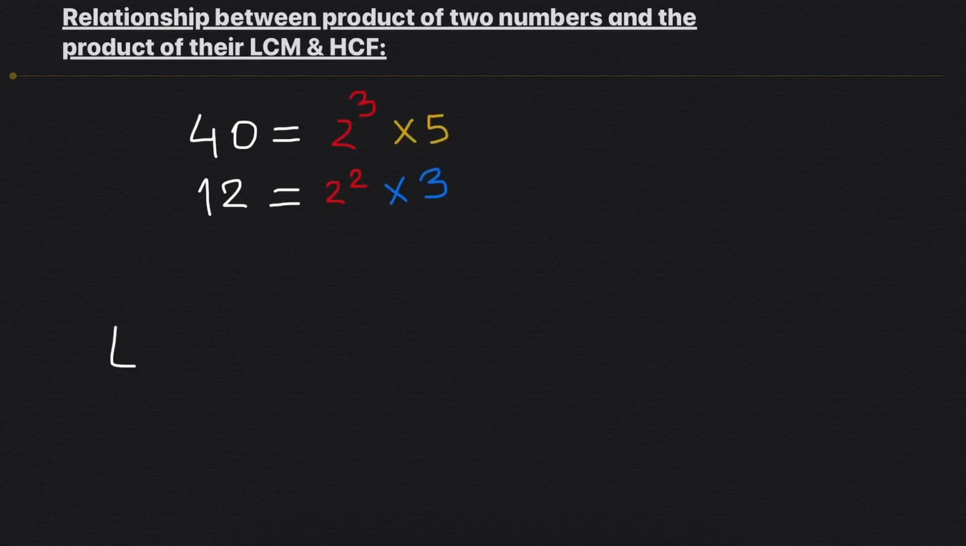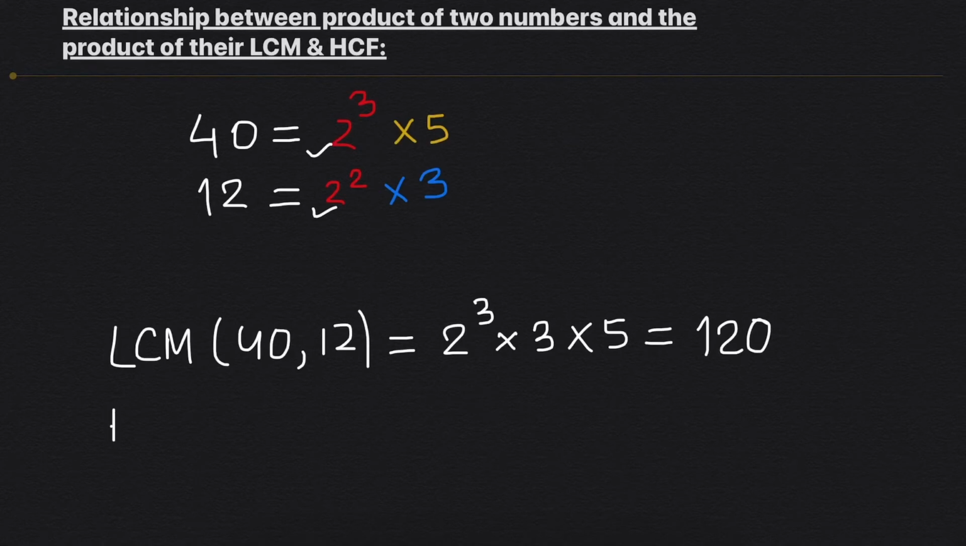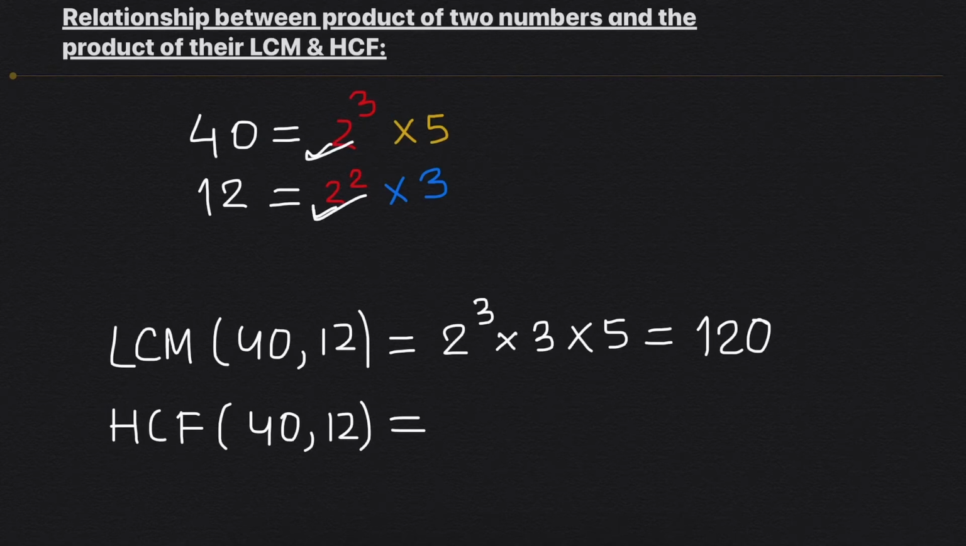Okay, now let's see what is the relationship between product of two numbers and the product of their LCM and HCF. Let us consider two numbers 40 and 12. If we factorize this we'll get, now let's calculate the LCM of 40 and 12. First we will have the common factors with highest power into 3 and 5 and we'll get 120. Again for HCF we will have only the common factor with least power, 2 square, that is 4.